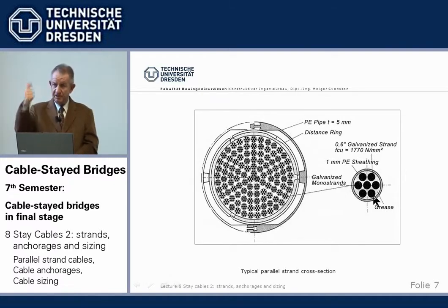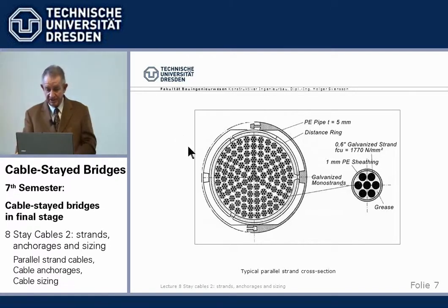I repeat, the wires are galvanized, number 1. There's grease in between the interstices, number 2. And there's a PE pipe around. So we have 3 barriers around every individual monostrand. They are then placed together, and there's an additional PE pipe. This is here shown as 2 half pipes which can be snapped together. There's a locking mechanism here. So if you want to, that's a 4th barrier we have here.